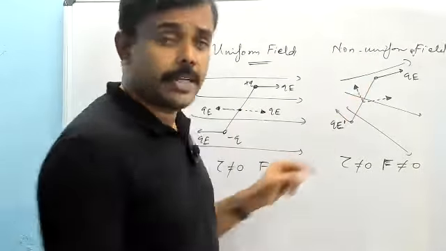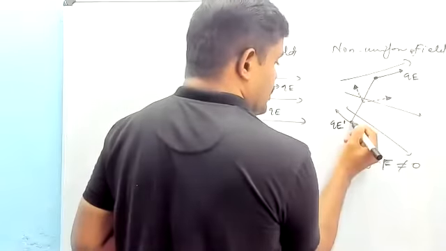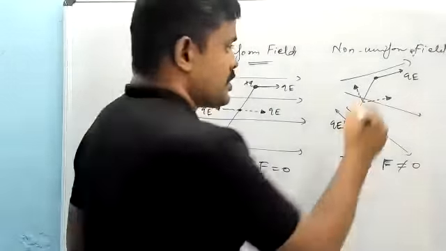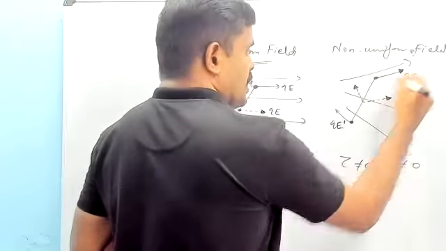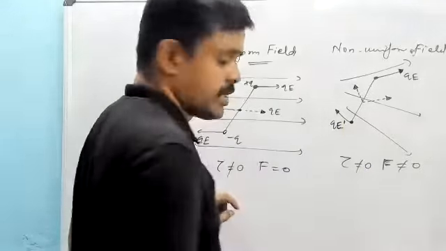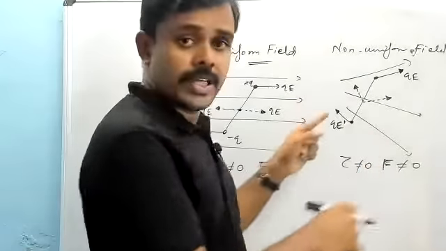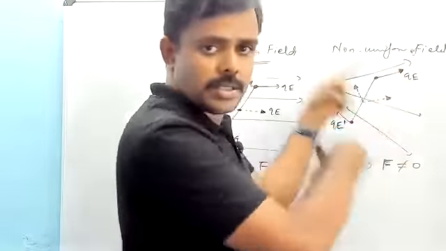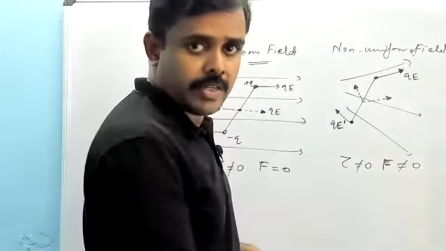On the other hand, if it is kept in a non-uniform field like this, look at that and tell me, non-uniform field. The force here is QE in this direction, and the force here is QE dash in this direction. These forces together create a torque again. What about the force there? Will they cancel?